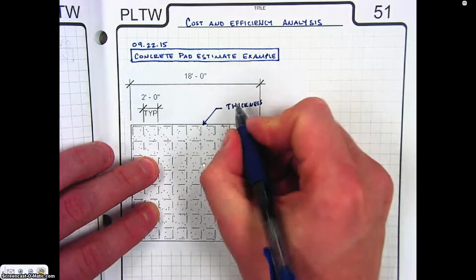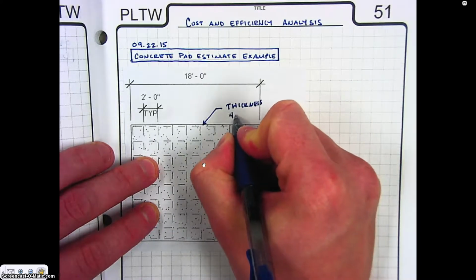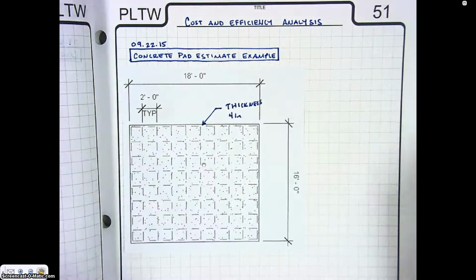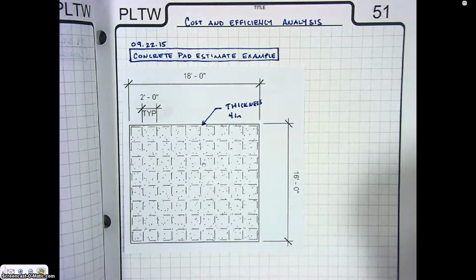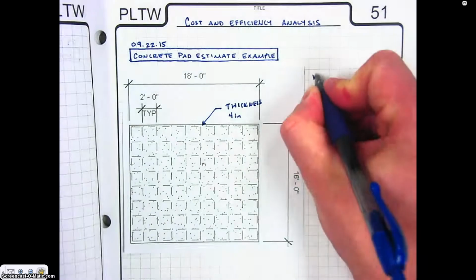is going to be 4 inches. So we have an 18 by 16 pad we're pouring that's 4 inches thick. And so we need to do a volume calculation for that.